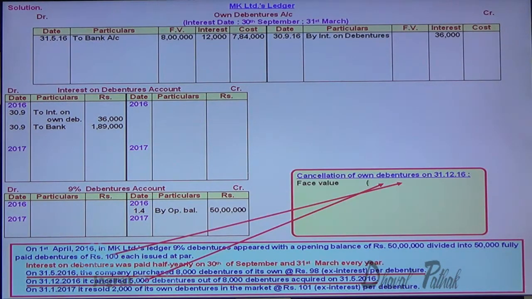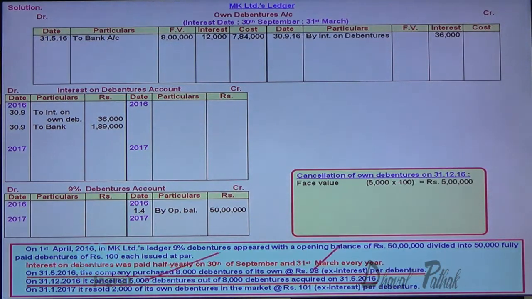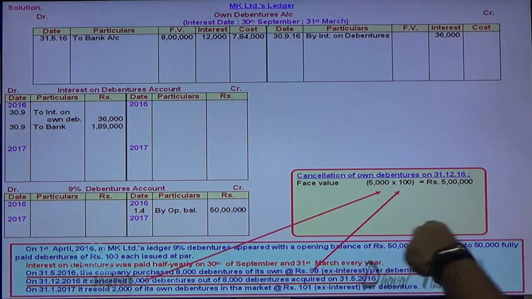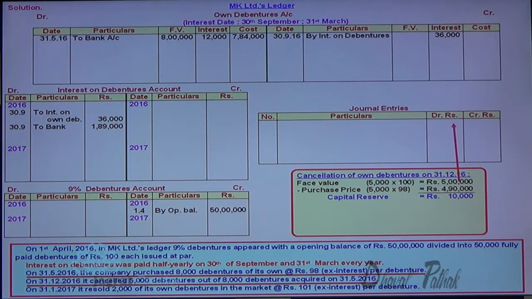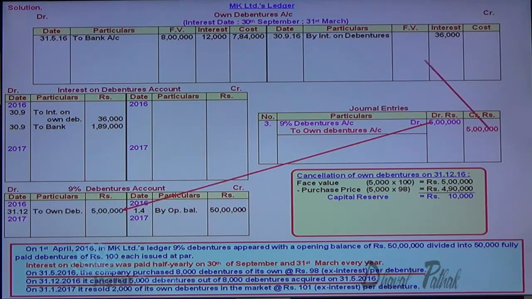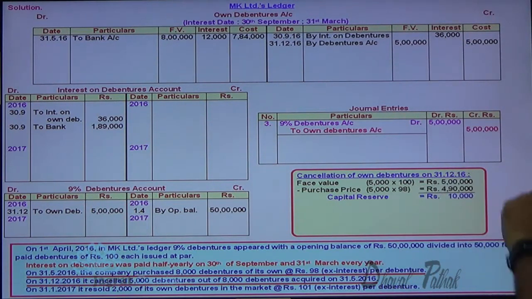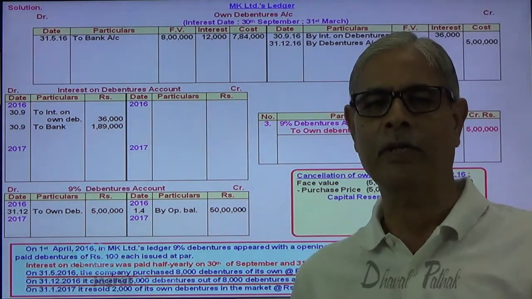So, 5,000 into 100, face value 5 lakhs. These debentures were purchased at the 98% price. So, 5 lakh into 98 is the purchase price. So, profit on cancellation is 10,000. That will be transferred to capital reserve. So, debenture liability account debit 5 lakhs to own debenture account credit 5 lakhs. Here 5 lakh is credited. 5 lakh is the face value, 5 lakh is the cost. And 10,000 is the profit on cancellation that is transferred to capital reserve.